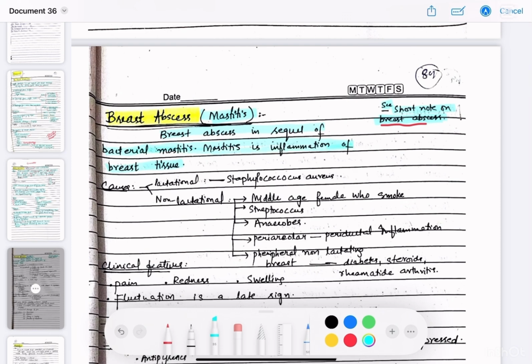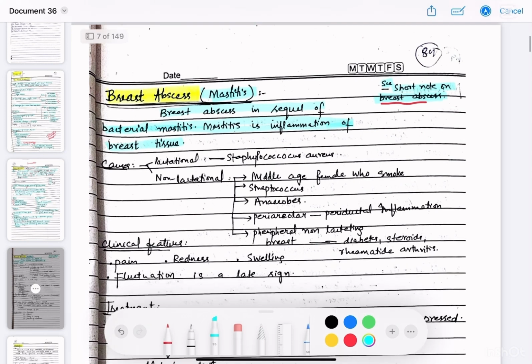Now, what are the causes of the breast abscess? The causes are lactational causes and non-lactational causes. The lactational cause is Staphylococcus aureus, and the non-lactational causes are middle-aged female who smoke, Streptococcus, anaerobes, periareolar, that is periductal inflammation, and peripheral non-lactating breast, and diabetes, steroids, and rheumatoid arthritis.